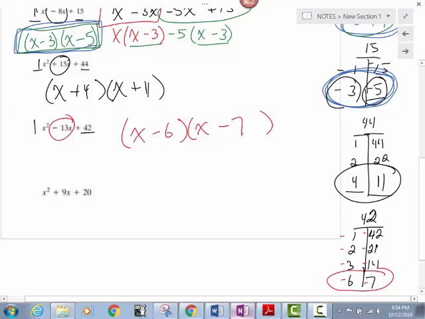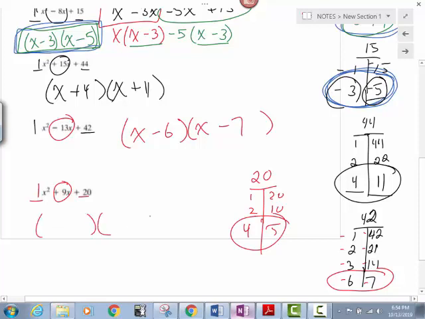So let's try the next one here. I'll put my 1 right there. I'm going to multiply 1 times 20. That's a 20. So 1 and 20, 2 and 10, 4 and 5, right? We want our numbers to add up to a 9. These numbers add up to 9. So we can go like this. X and x plus 4 and plus 5, right?